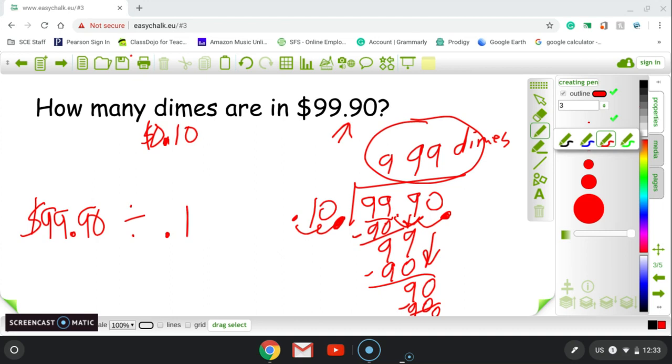Whenever we divide by a decimal, all we have to do is move our decimal to the right however many spots. This one is going to be 1 spot. So when we bring this over 1 spot, we're left with 999, which is the answer. So either way is acceptable.